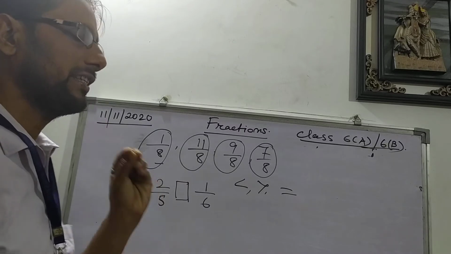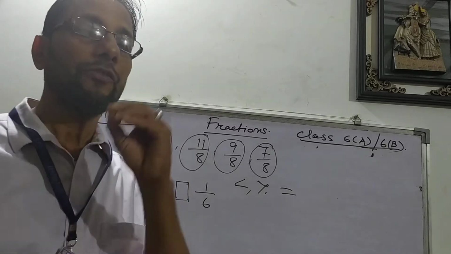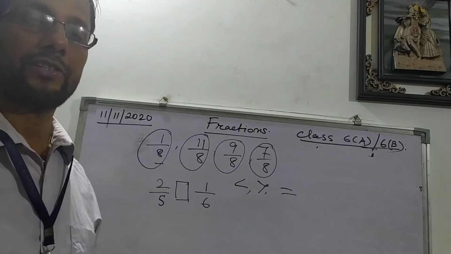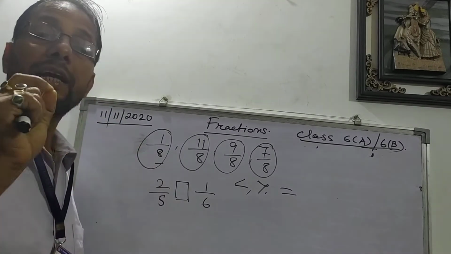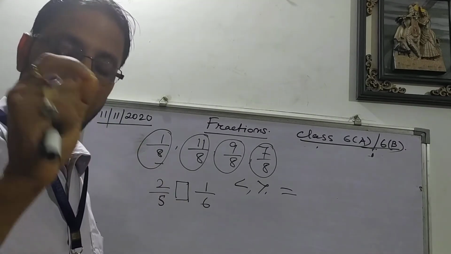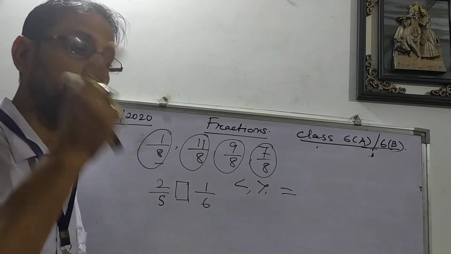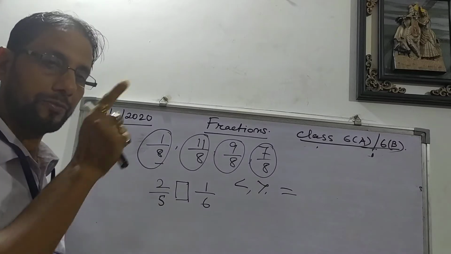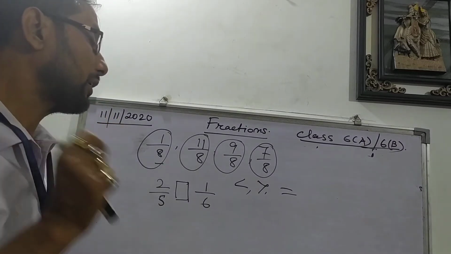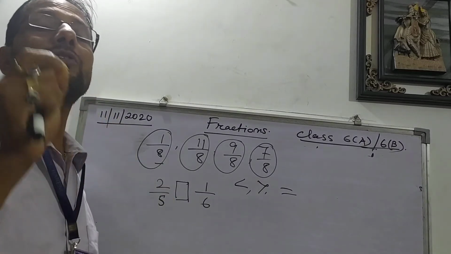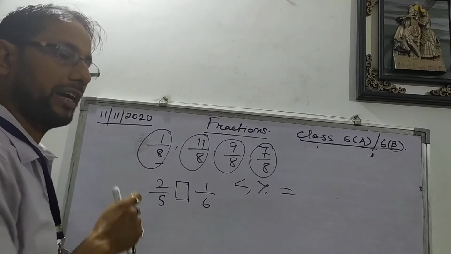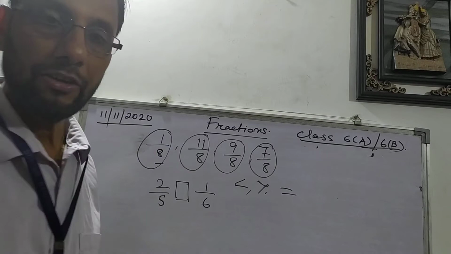See students, there are two methods. First of all, let me convert these into like fractions. The concept of LCM we have already discussed in the previous class, in the chapter on factors and multiples. So we will use that concept of LCM to convert these fractions into like fractions.